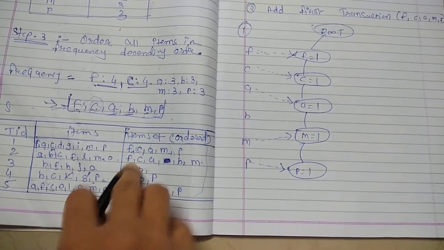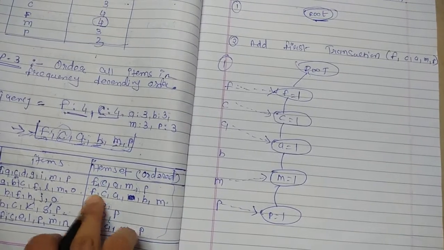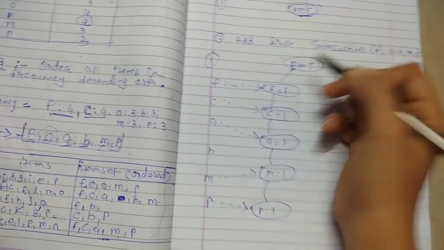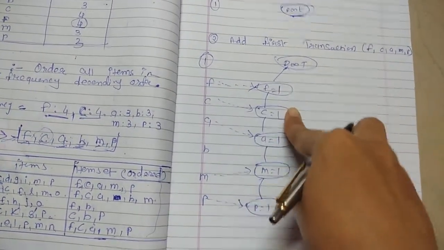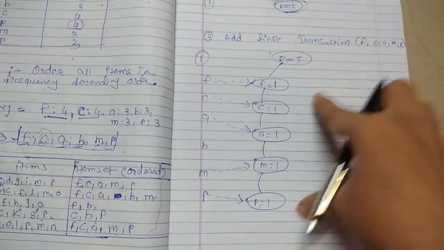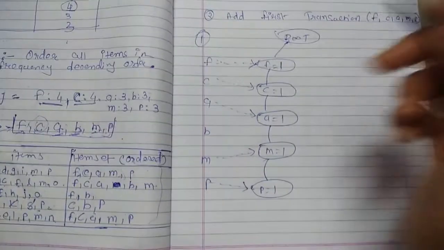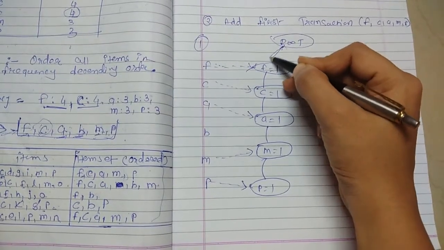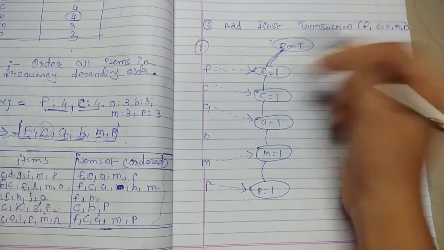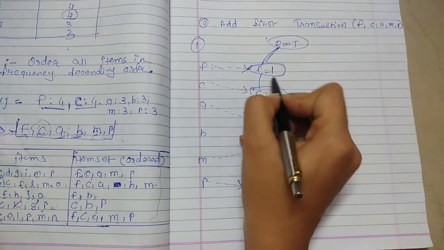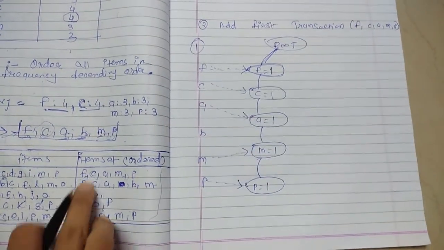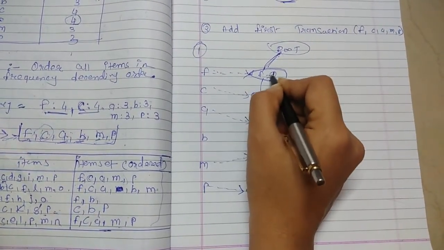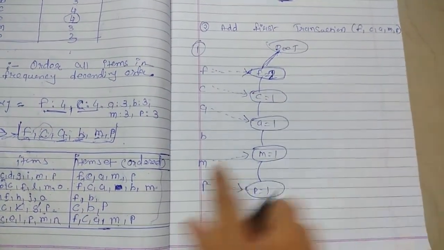Same as this, we are connecting with the second transaction. So the second transaction is FCABM. I am doing it in the same tree, but in the examination you have to write each and every step individually. So here the second transaction starts with F, so we'll go from root to F. Here the value of F count is 1. Now F is repeated 2 times, so the value is updated and becomes 2.